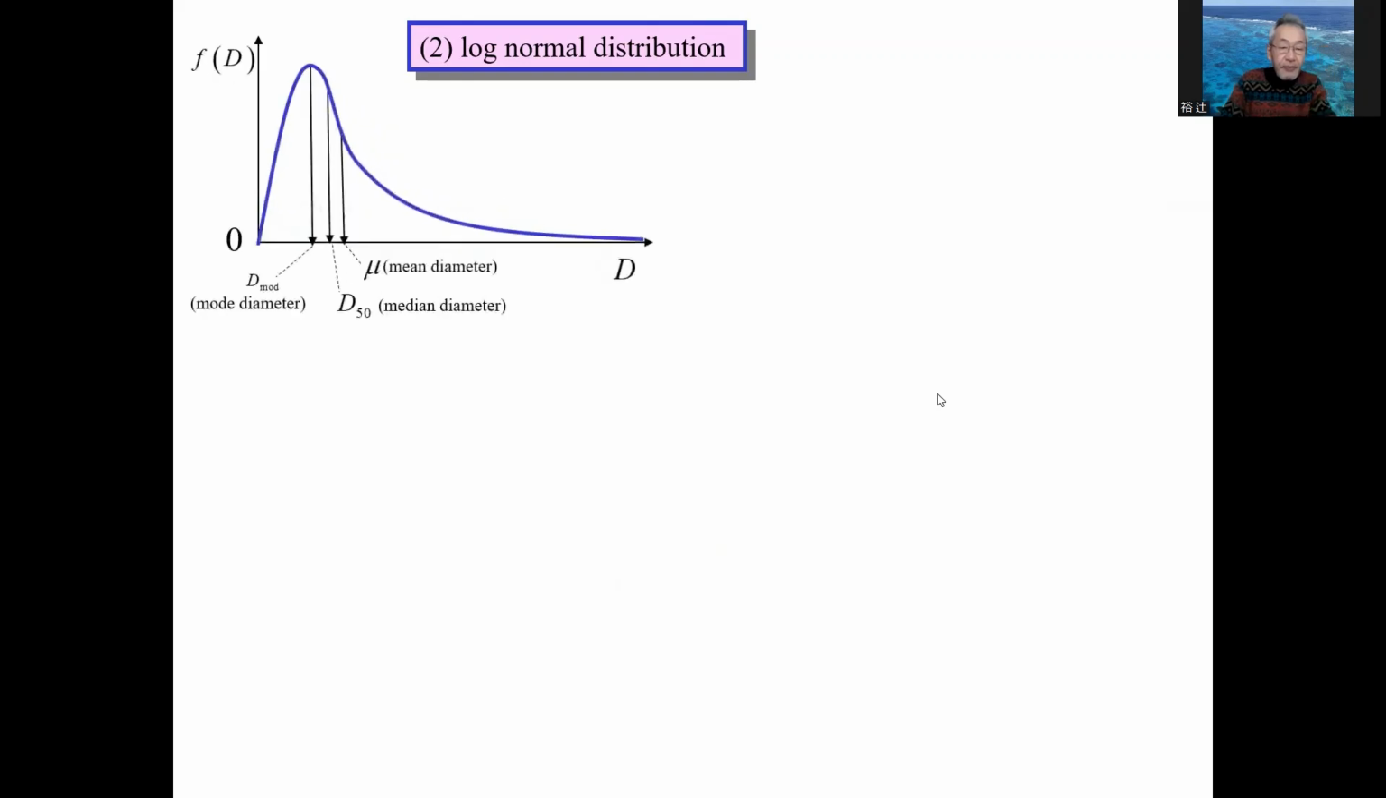Next, I will explain the log normal distribution. The left figure shows the frequency distribution F versus D of ordinary particles. In general, distribution F versus D is asymmetrical and has a long tail towards the right. Mean diameter mu, median diameter D50, and mode diameter D mod have different values.